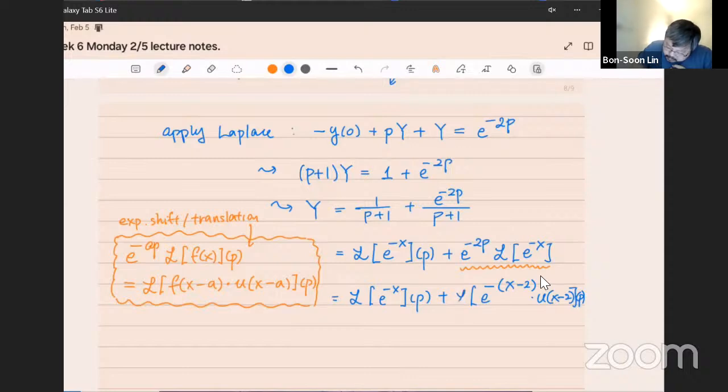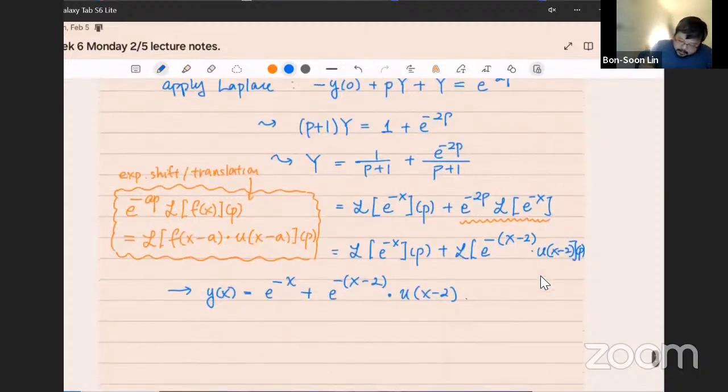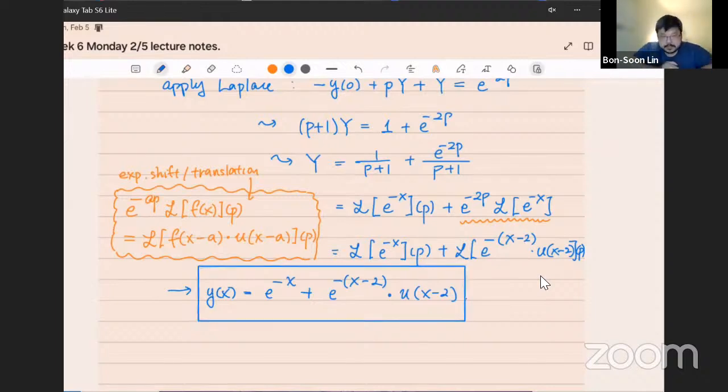So the result is that little y of x is just e to the minus x plus e to the minus quantity x minus 2 times the unit step function x minus 2, like this. Now, one could write this as a piecewise function, which one should try. But what does this function look like? This is saying that the solution, y of x, initially looks like e to the minus x.